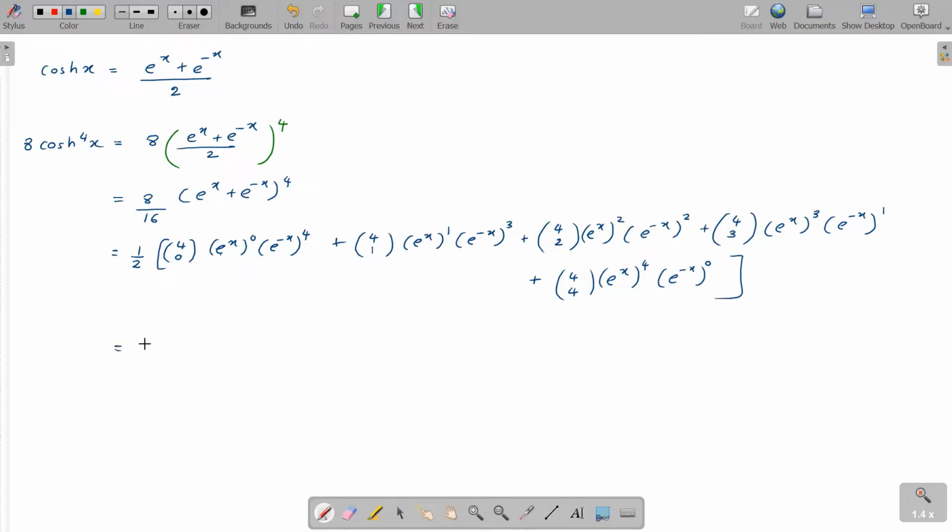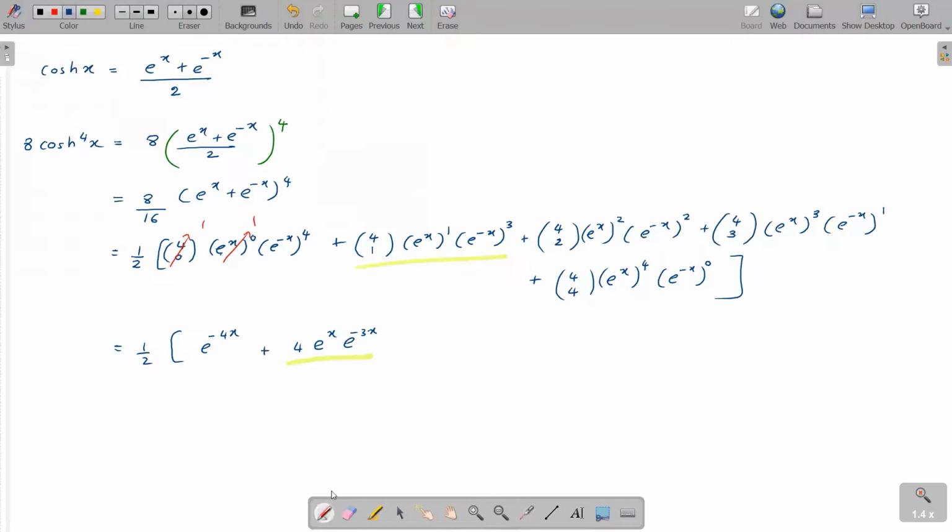Okay, let's simplify. Can I know the answer of 4C0? 4C0 is 1. e^x to the power 0 is also 1. e^(-x) to the power 4 is e to the power minus 4x. 4C1 is 4. This is e^x into e^(-x) to the power 3, which is e to the power minus 3x. Do you agree with me? I just wrote the answer for this term.